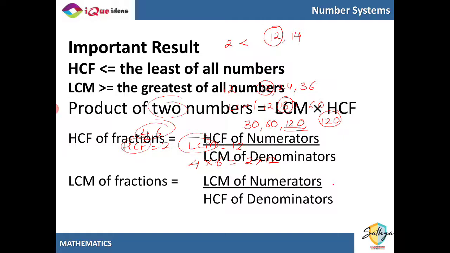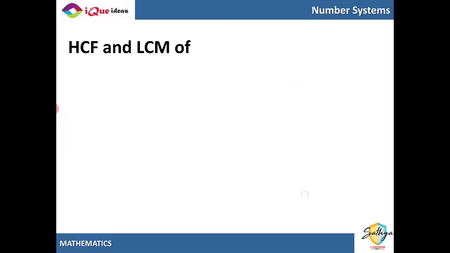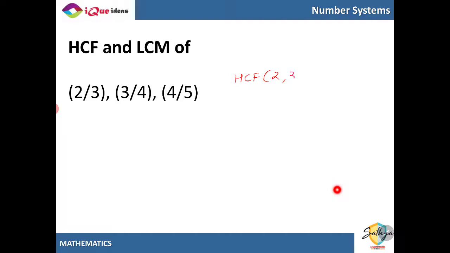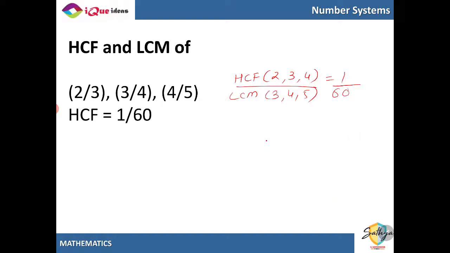If I want to find the HCF and LCM of, let us say, 2 by 3, 3 by 4, and 4 by 5, then to find the HCF, I take the HCF of the numerators 2, 3, and 4 and divide it by the LCM of the denominators 3, 4, and 5. So the HCF of 2, 3, and 4 is 1. The LCM of 3, 4, and 5 is 60. So the HCF of these numbers is 1 by 60.